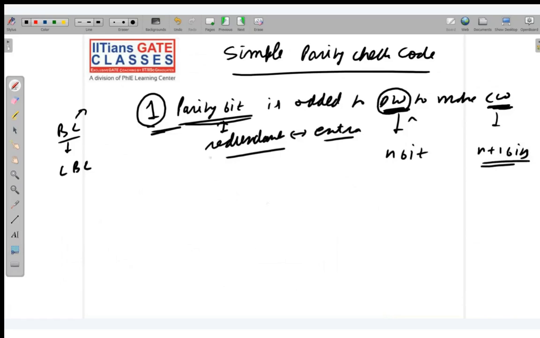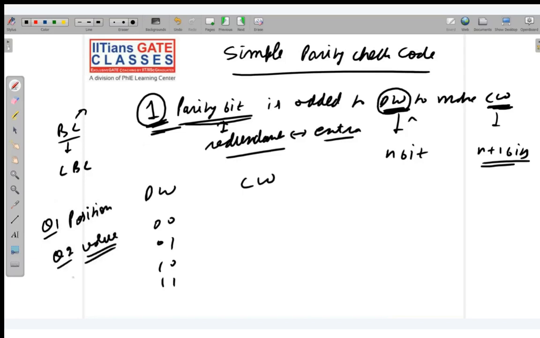Now what will be the value of this parity bit? That question will come to your mind. For example, the data word is 00011011. We have taken a 2 bit block as the data word. To make the code word, the first question is position, where this extra bit should be added. The second question is value, what the value of this bit will be. Position can be either start or end, it hardly matters, you can add it anywhere. Value depends on whether you are using even parity or odd parity. Even parity means the number of ones should be even. Odd parity means the number of ones should be odd.